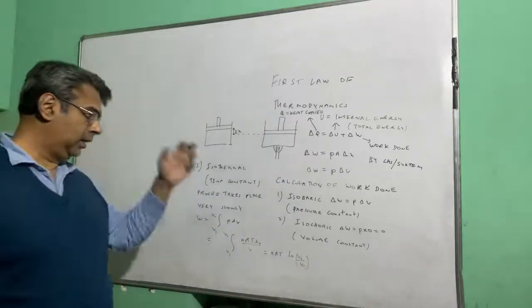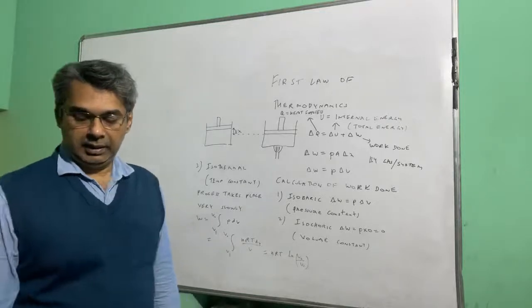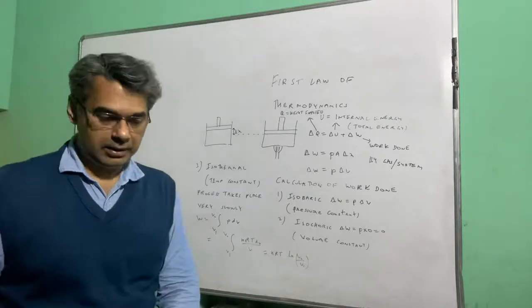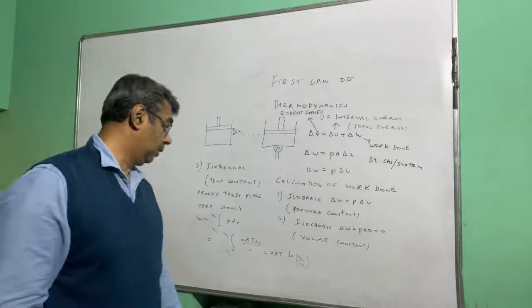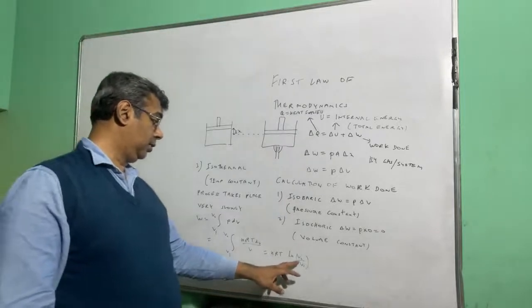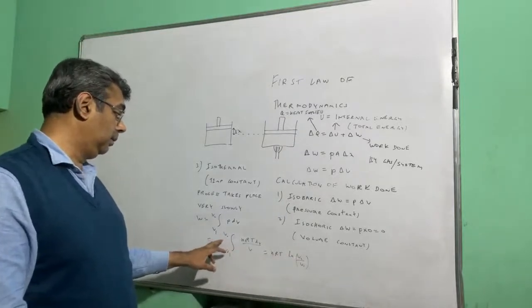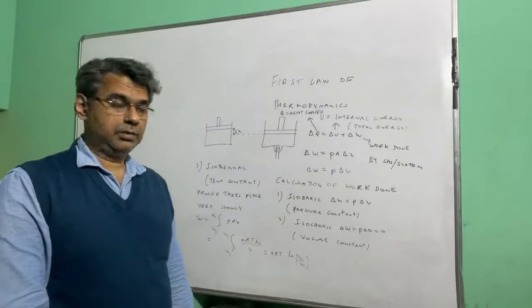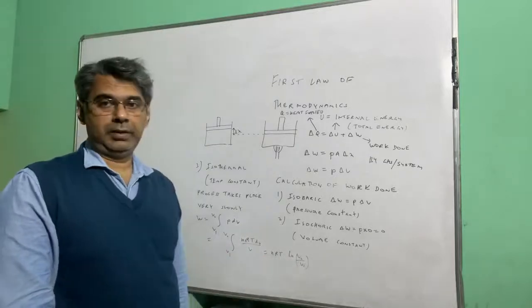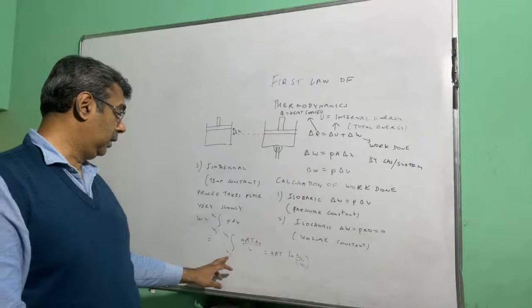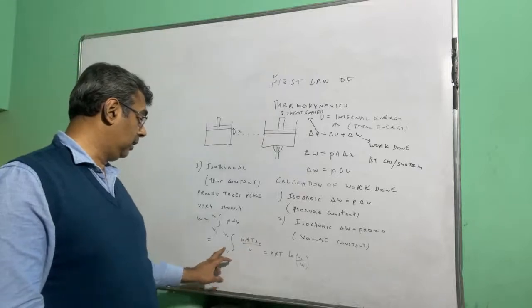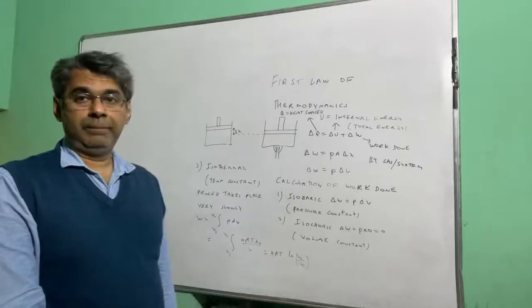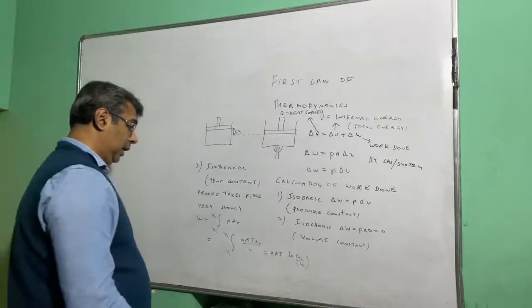You know that integral dV by V is ln V. So this will be nRT into ln V, with upper limit V2 and lower limit V1. So integral nRT dV by V from V1 to V2 is nRT into ln V2 by V1.